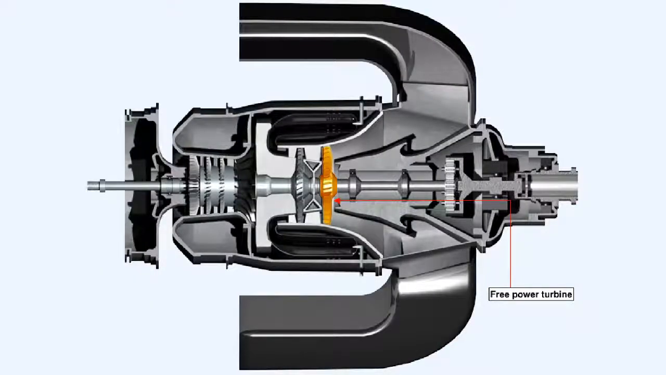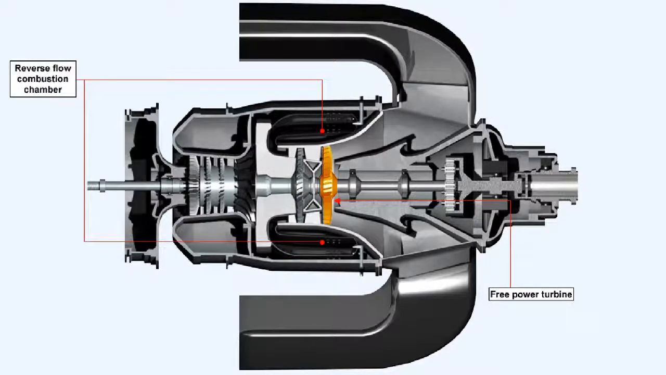Most, if not all, turboshaft engines incorporate a free power turbine. A free power turbine is a turbine that is not connected to any of the compressors. This frees the turbine from the constraint of having to rotate at a speed that suits the compressor, and this gives the turbine a much wider operating speed range.